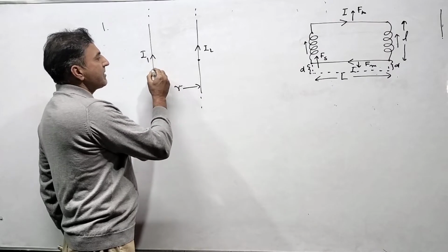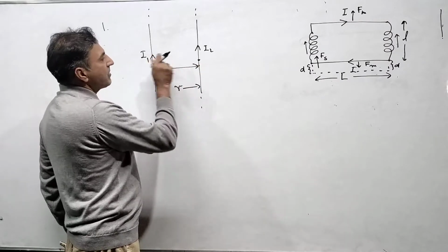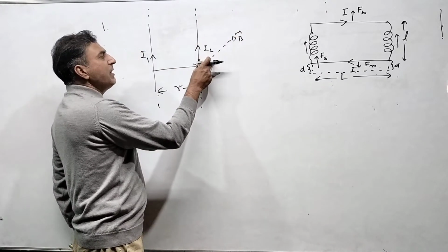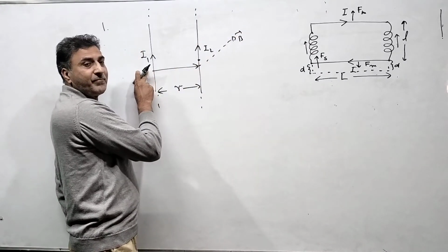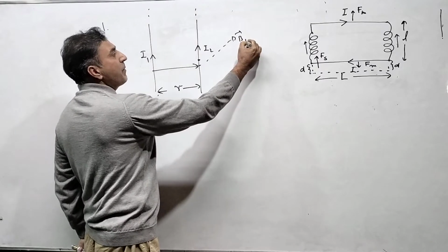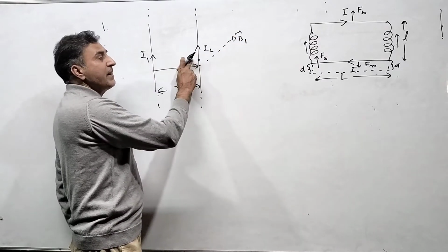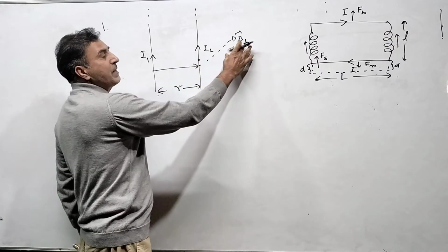So the first conductor creates a magnetic field, I cross R, in the inward direction. This is the magnetic field inward. This magnetic field is due to this. And this magnetic field I will write as B1, because this B1 has been created by I1. Now the second conductor is in the domain of this magnetic field B1.